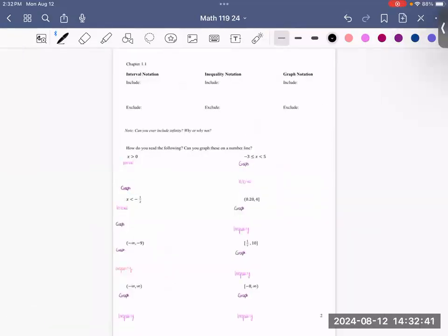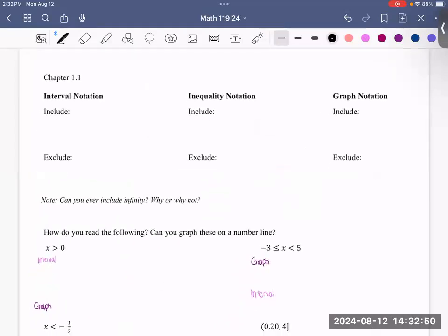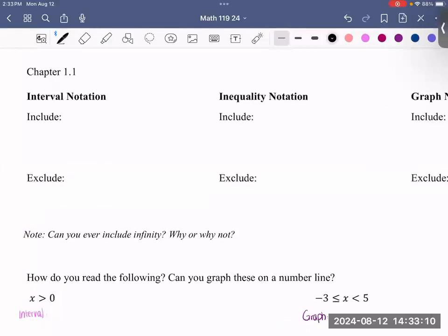Now let's talk about notations. So here we have interval, inequality, and graph notation. Now we have 2 ideas. We're either going to include or exclude these values. So wherever these values are at the end, we can determine whether or not we want to include, so we want that value, or exclude as we want to get very, very close to this value but not achieve it. Now in interval notation, to include a value is to use brackets. And to exclude is to use parentheses.